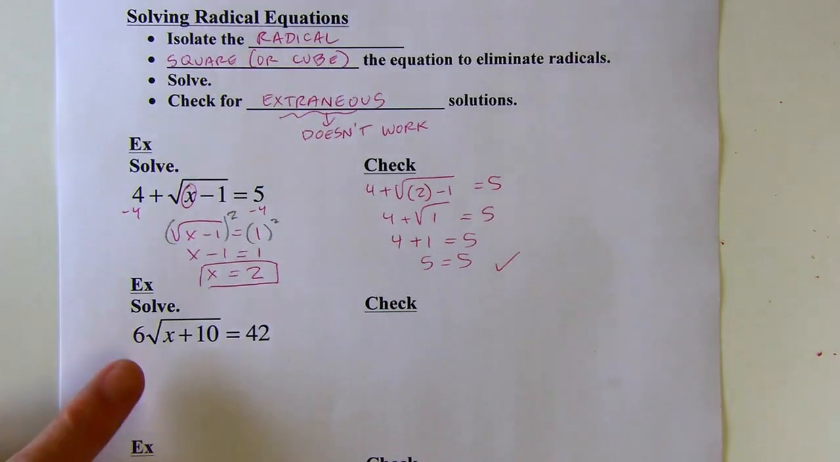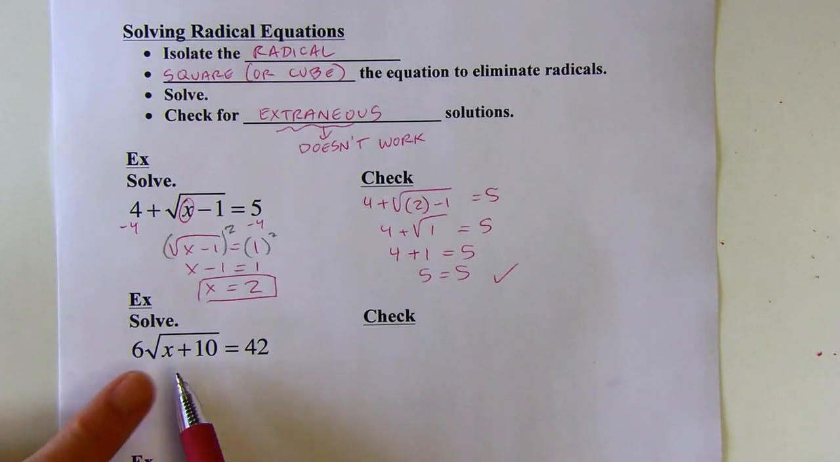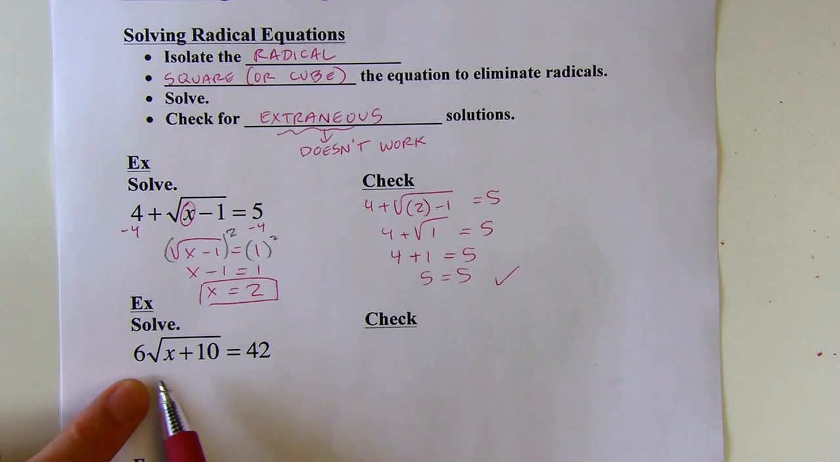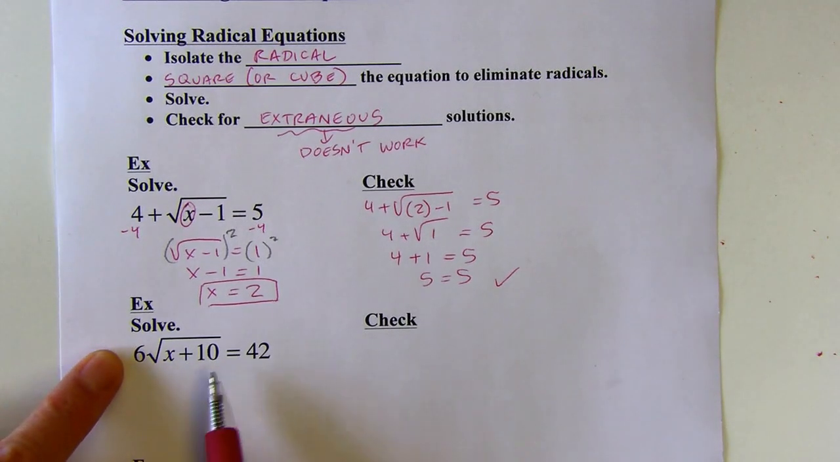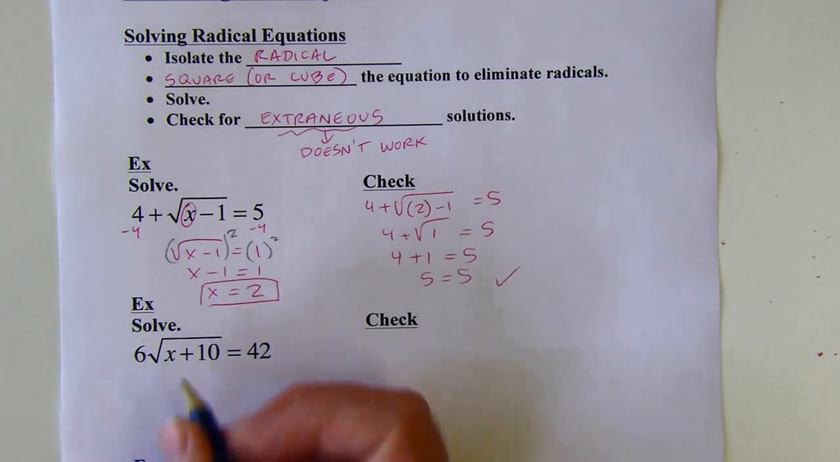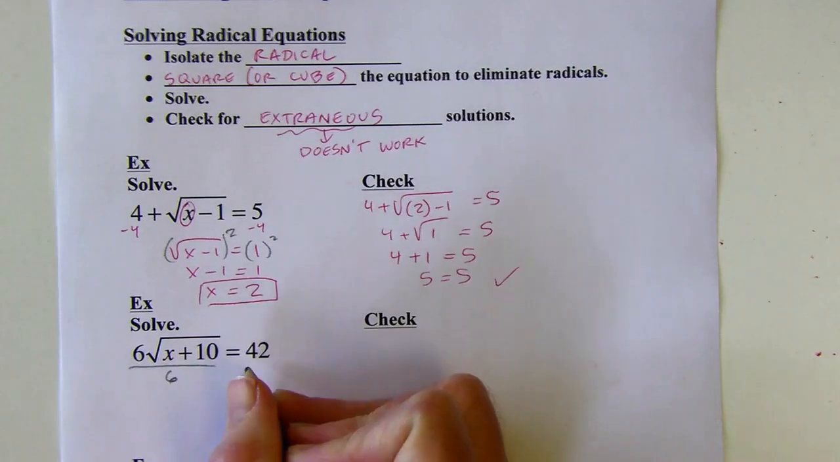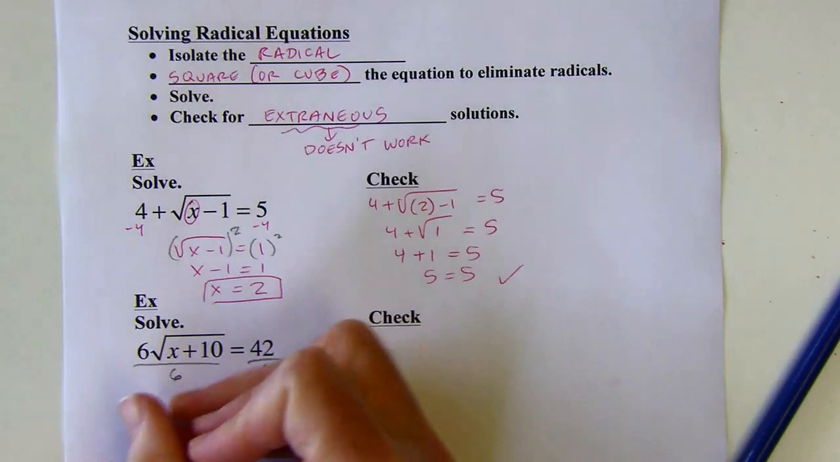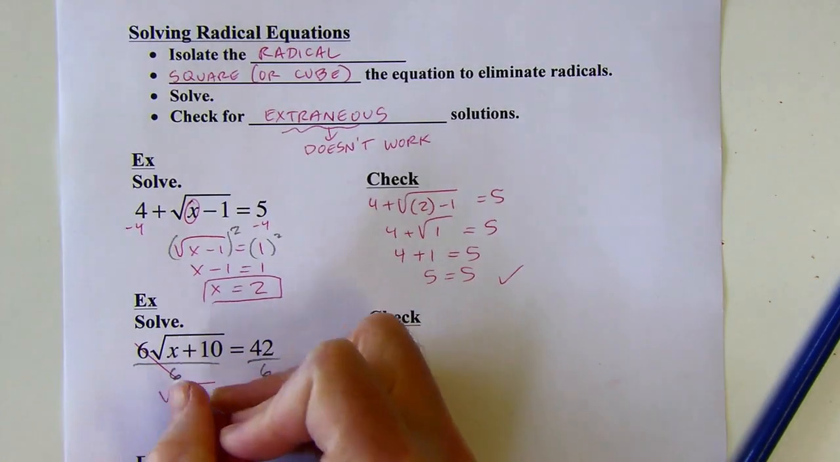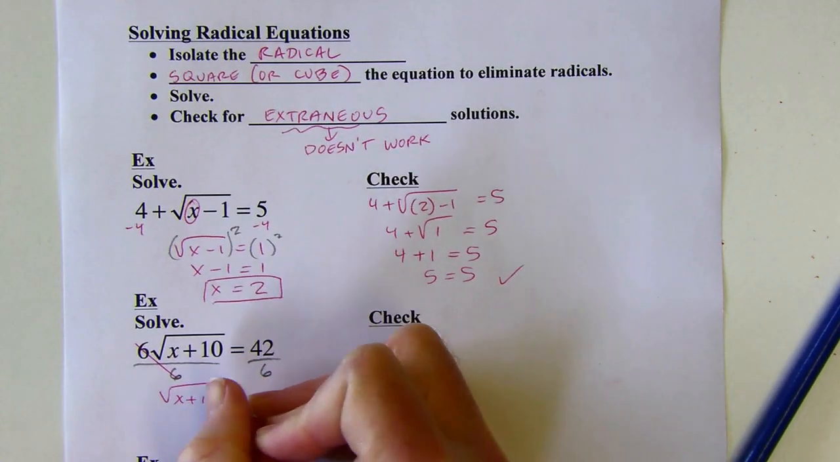Okay. All right, next problem, same kind of deal. Going to follow those same steps. Now, you could square this right now, but I'd have to square the 6 as well as the radical. So it's easier to isolate the radical first by just dividing both sides by 6. Then those cancel out, and I've got square root of x plus 10 equals 7.